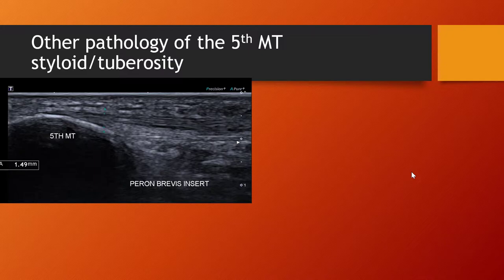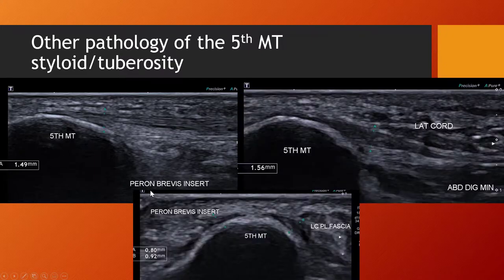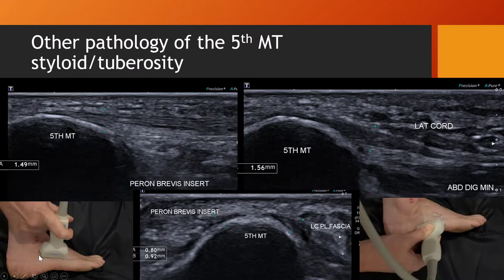So what else inserts on the styloid of the fifth metatarsal? So obviously there's peroneus brevis, but there's also the lateral cord of the plantar fascia. So just around the corner in transverse, you'll see another tendinous looking structure, but it's a fascia. So note different probe orientations for these two structures. Dorsal approach for peroneus brevis, a more plantar lateral approach for the lateral cord.